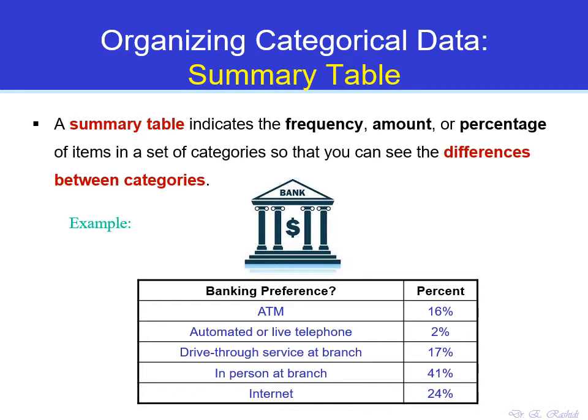As you see, this simple summary table helps us to have a better understanding of the bank services and how popular or unpopular each category or type of service is. For example, going to the bank in person with 41% is the most popular type of service here, and using the automated or live telephone service is the least popular. And it makes sense today because we have internet, so it's much easier to use internet rather than just call the bank for these types of services.